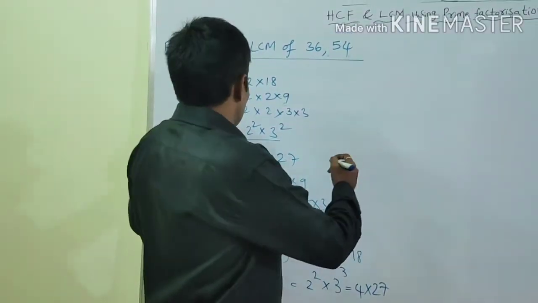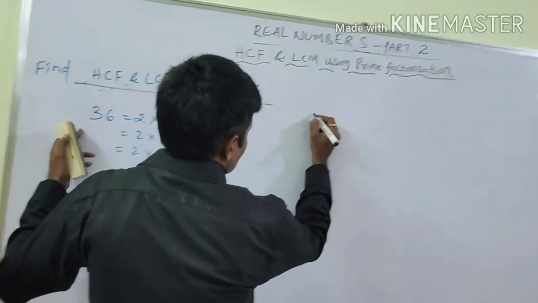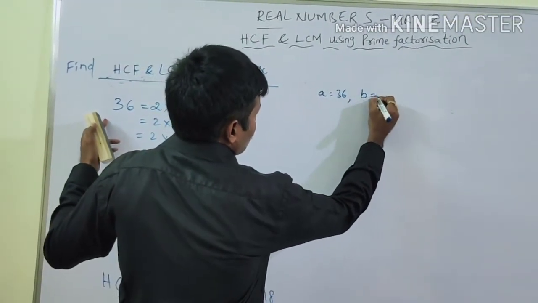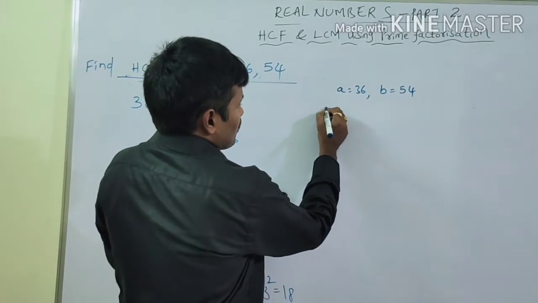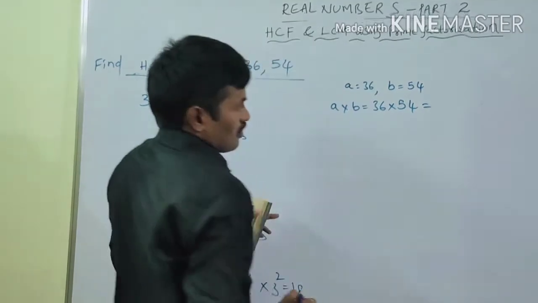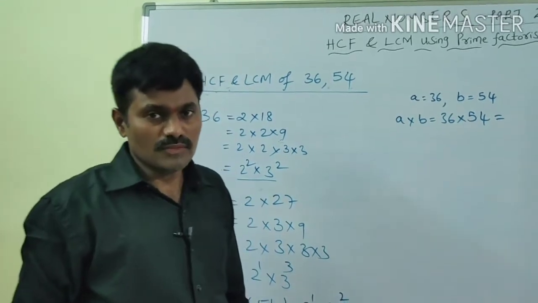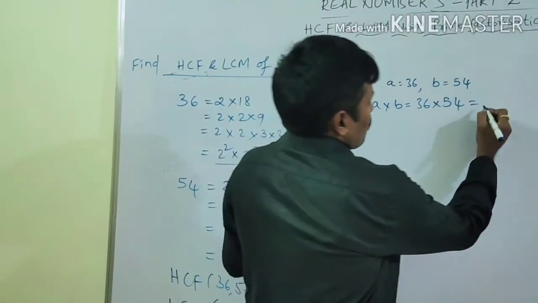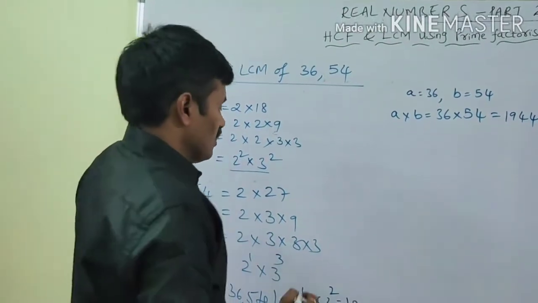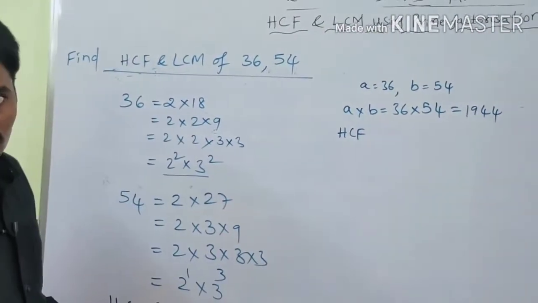Okay, now the relation. See, if you assume 36 as A and 54 as B, find the product of these two numbers. 36 into 54. Find out fast. How much are you getting? The product, we are getting 1944.